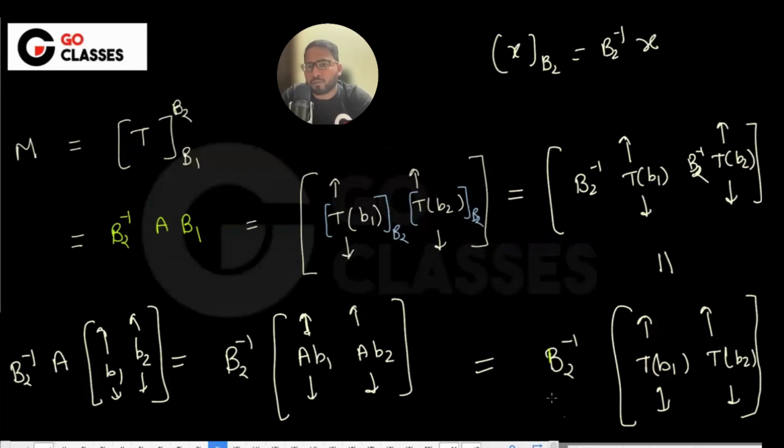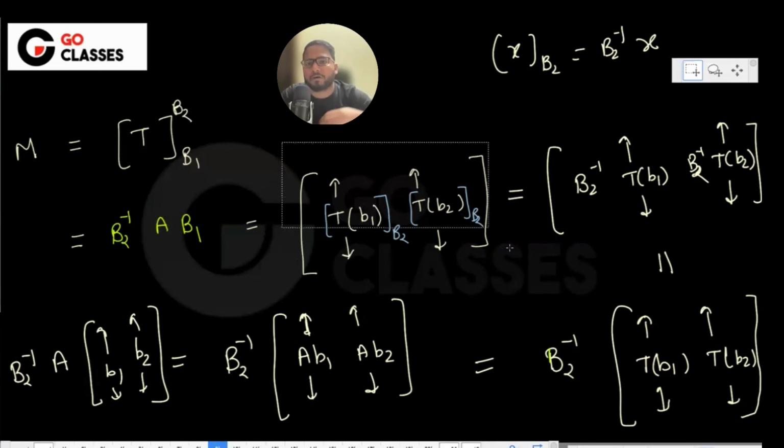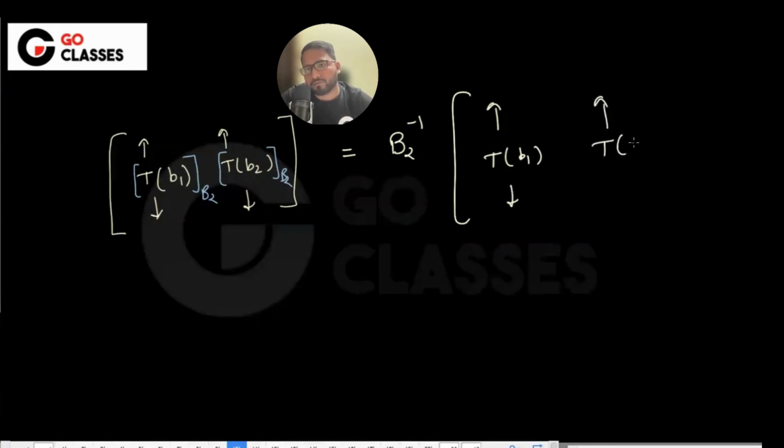So basically, this matrix is saying you're converting to B2, right? So let me quickly do this again. This matrix is saying you're converting to B2, which is same as saying you're multiplying by B2 inverse, right? And then this is T of B1, T of B2, right? And then since it is T of B1, it is actually same as A of B1. So since it is A of B1, it is A of B2. Can't I take A common? Sorry, B2 inverse is already there. Then A, it is B1, B2.